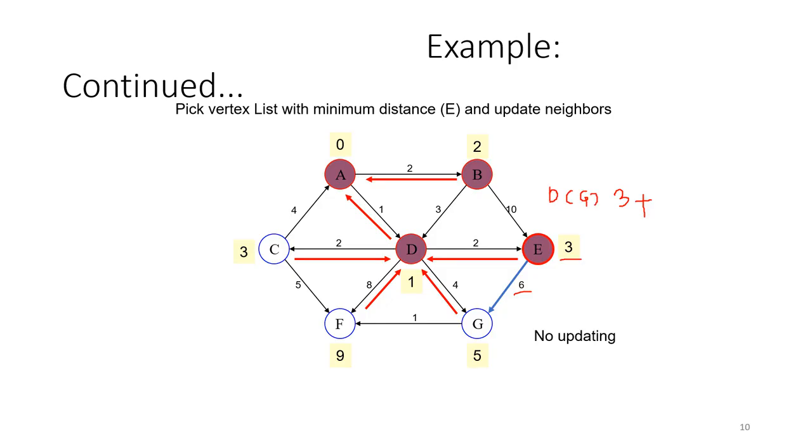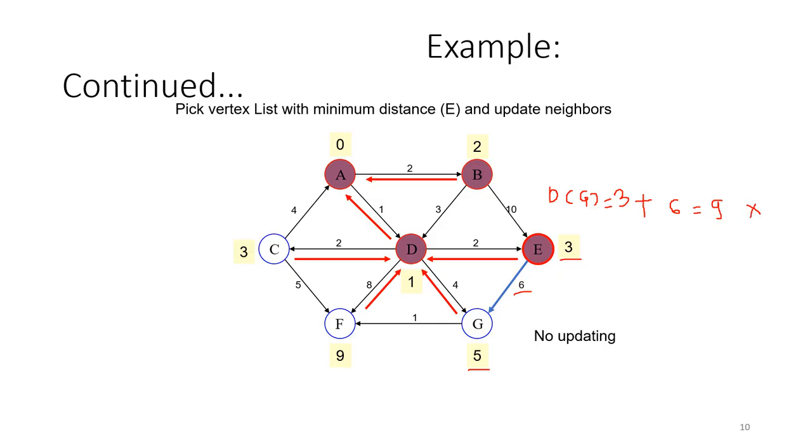Distance to G becomes 3 plus 6, which is 9. Now this is certainly not better than the distance we already had. If we follow the same path, A to D and D to G, we can reach in 5 units. This is not giving me any better path, so I am not updating.